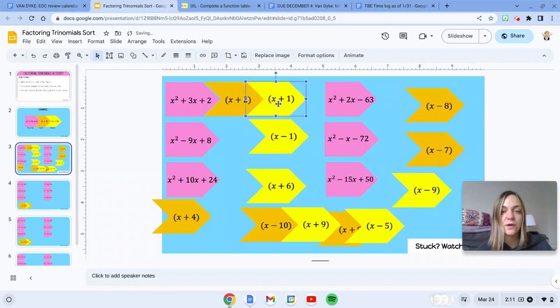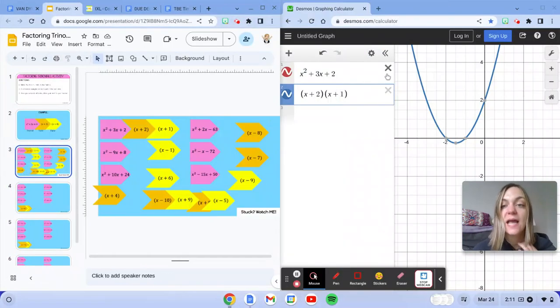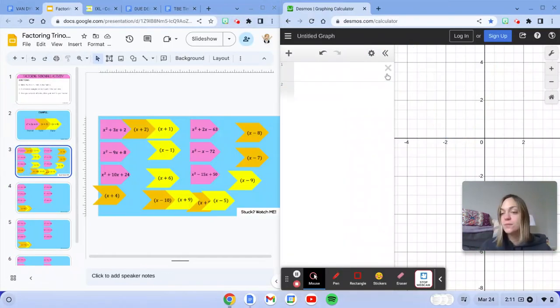It doesn't have to be perfect, but we've now got our factored form. This is how you're going to complete each one of these. You're starting with the pink one and then finding an orange and a yellow one to match. If you're somebody who is good to go, stop watching and get started on the activity. If you're somebody who would like to see one more example together, we can definitely do that.